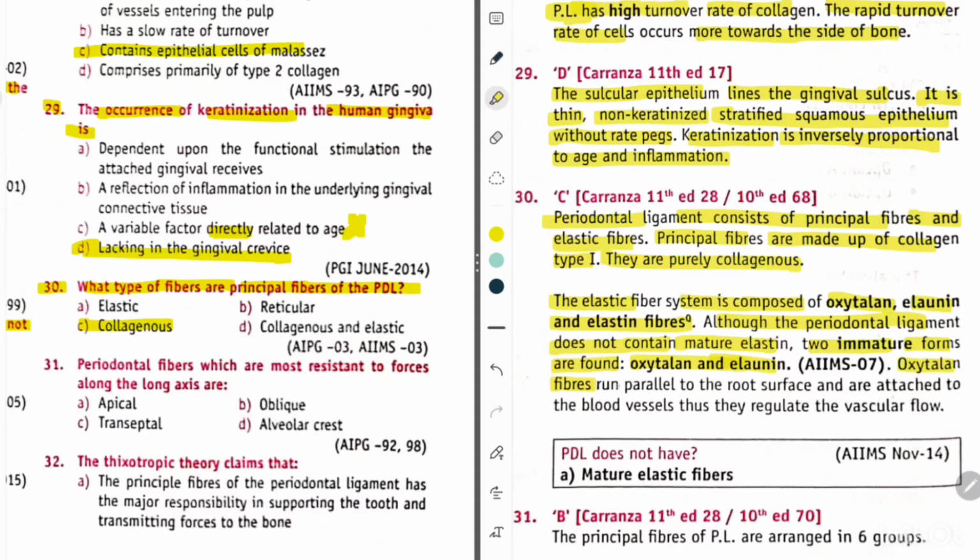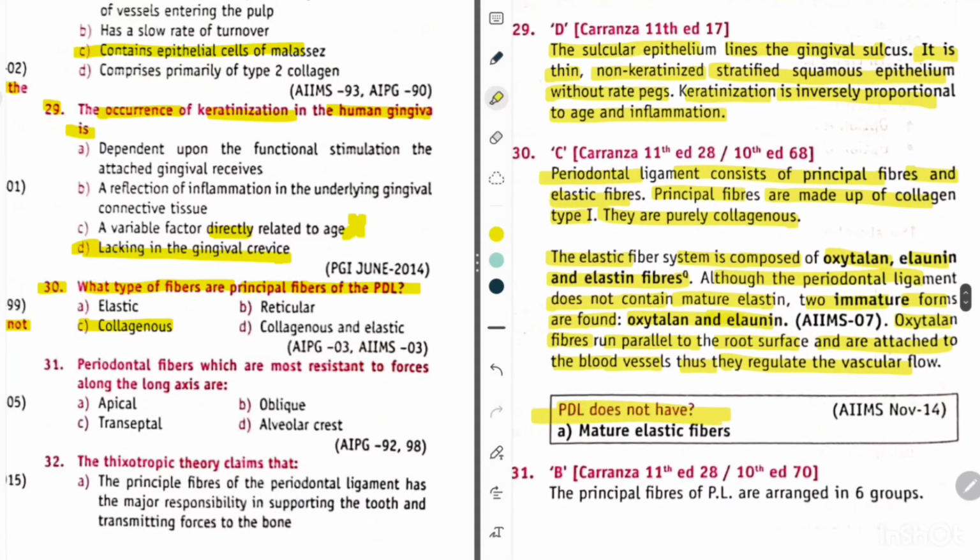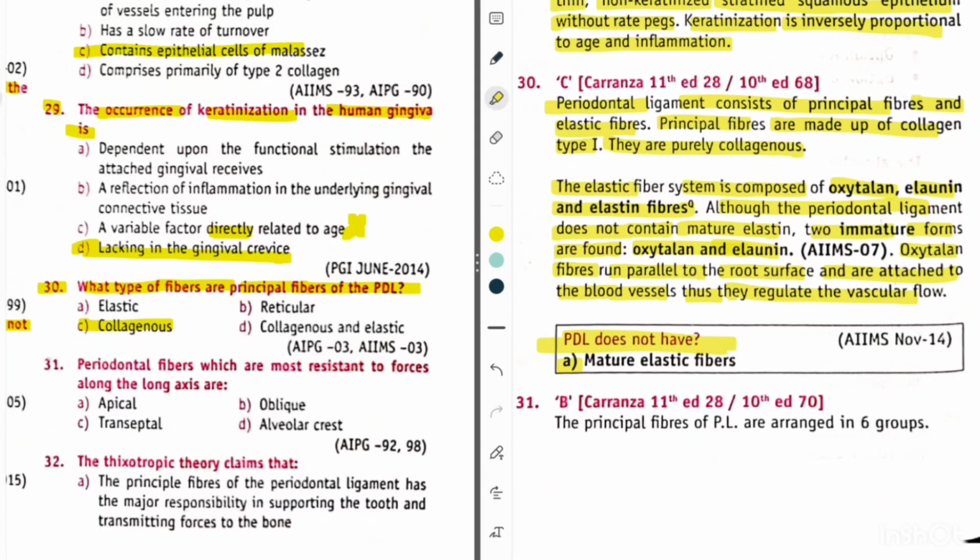Oxytalan fibers run parallel to the root surface and are attached to the blood vessels, thus they regulate the vascular flow. So one more question is asked. PDL does not have. So the answer is mature elastic fibers. Now question 31. Periodontal fibers which are most resistant to forces along the long axis are. So its answer is option B, oblique fibers.